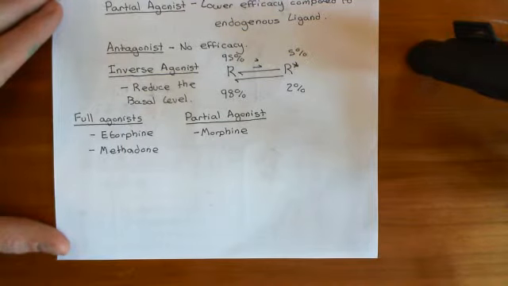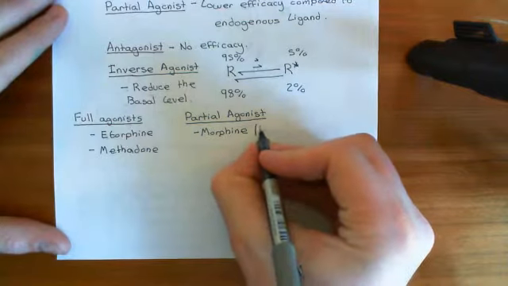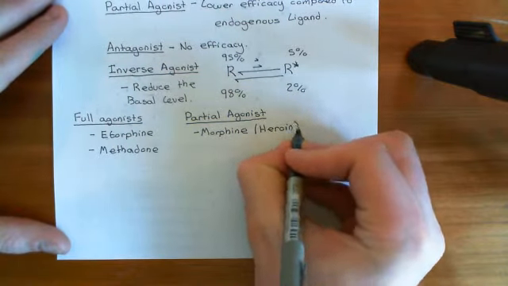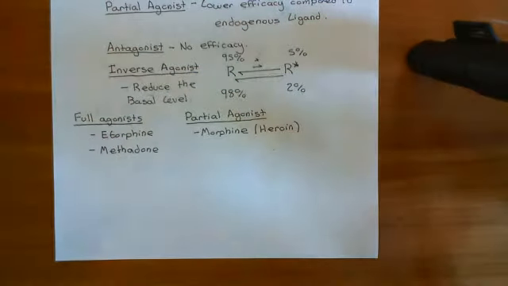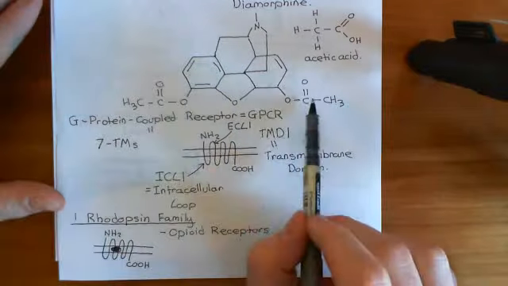Right, now I just want to go back to discuss heroin, because heroin isn't actually a ligand in itself. Instead, it is metabolized into morphine. Okay, so if we get back our picture of heroin from the start, here we have our picture of heroin, diacetyl morphine.